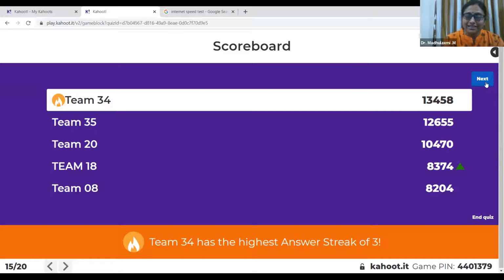Okay, again, team 18 on 4th position and team 8 on the 5th position. 1, 2, 3 is on the same levels. Good. Move on to the 16th question.